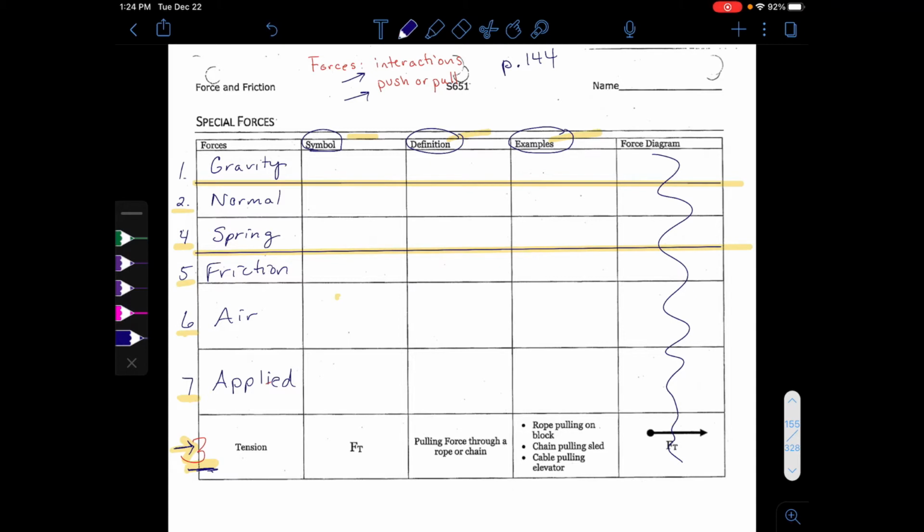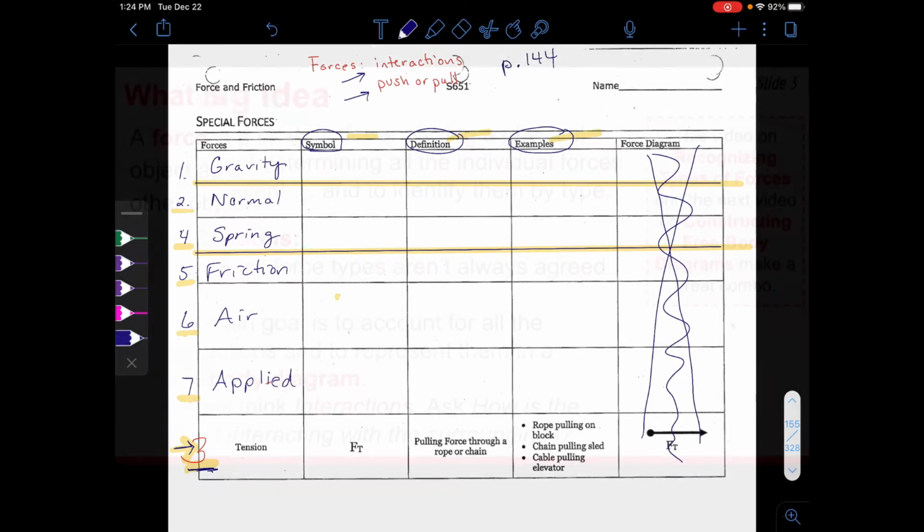I forgot to mention, cross out this very last column called force diagram. We're not going to use that for this video.